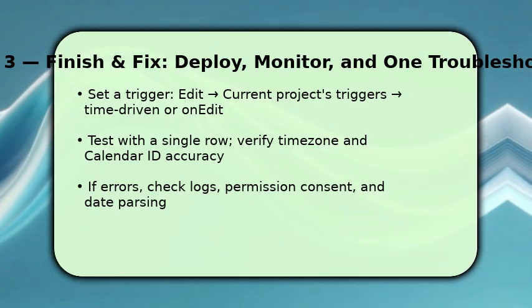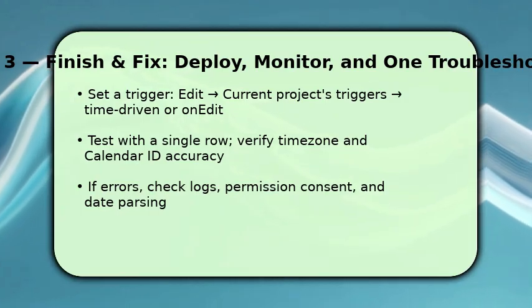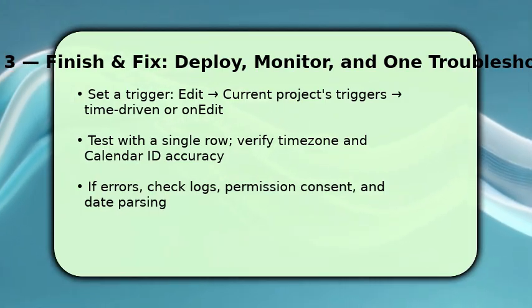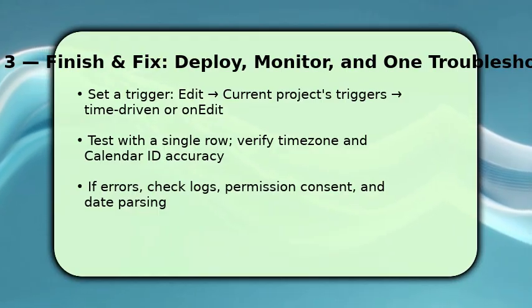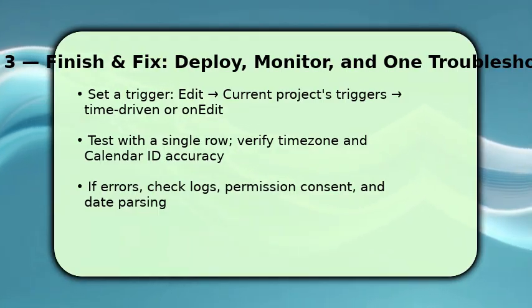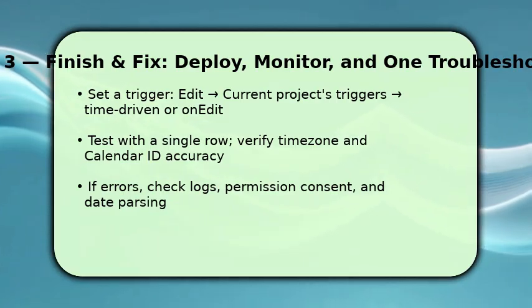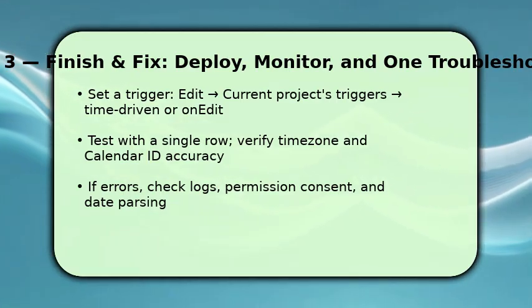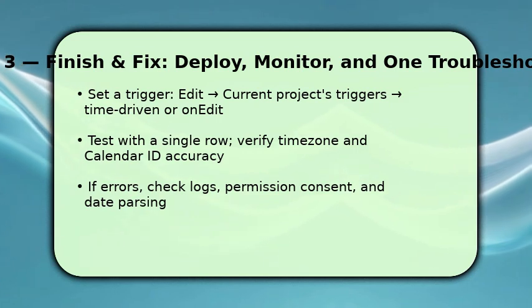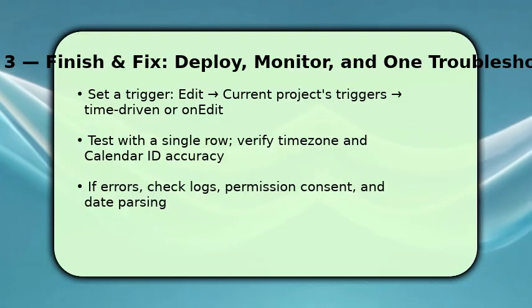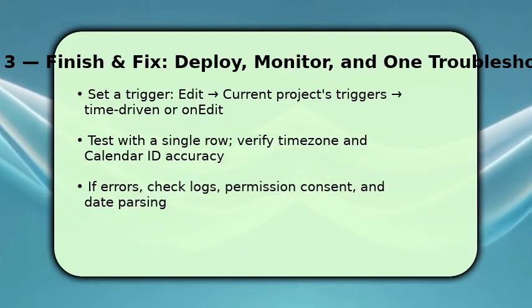Test with one row first, then verify the calendar ID and time zone match the target calendar. Mismatched zones or wrong ID cause silent failures. If something goes wrong, inspect the execution log and Stackdriver logs for error messages, rerun the function to prompt fresh consent, and double-check date parsing. That single troubleshooting step resolves most sync issues.